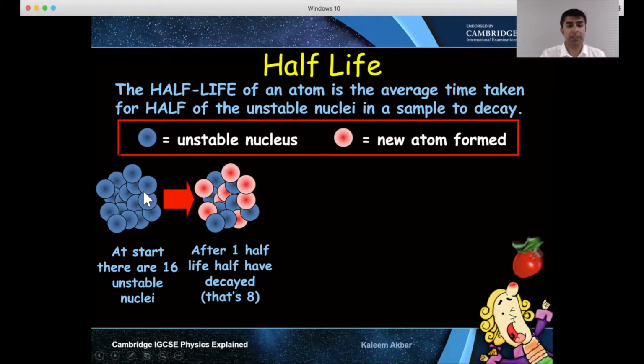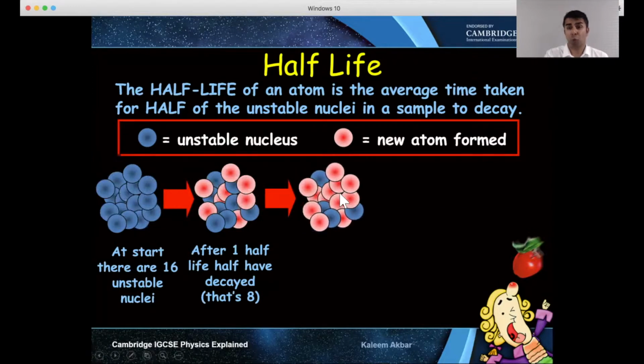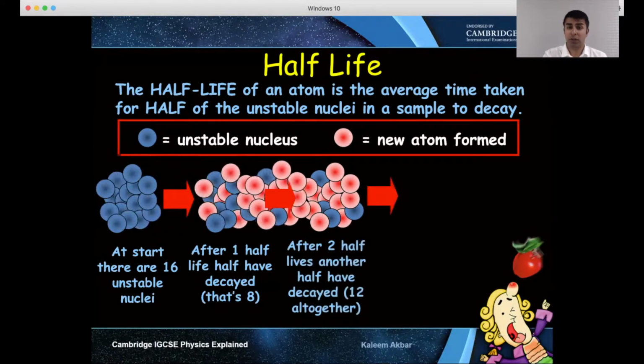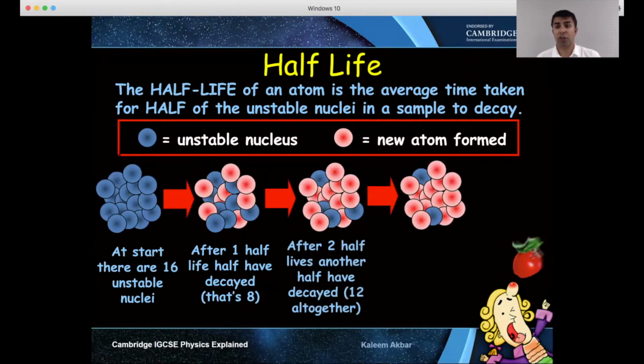So, 16 radioactive atoms. After one half-life, we have 8 radioactive atoms. After another half-life, we only have 4 radioactive atoms. And after another half-life, we only have 2 radioactive atoms. What are the rest of them changing into? They are changing into something more stable. Now, why do we call it half-life?